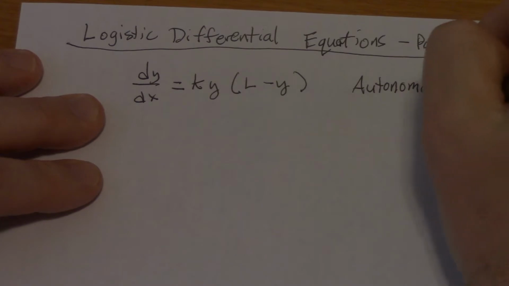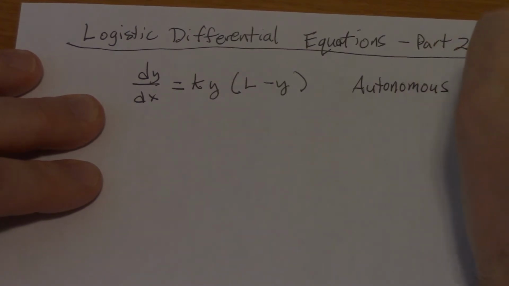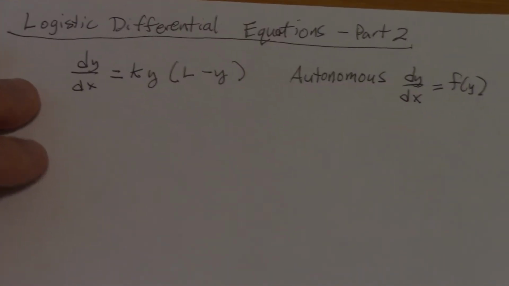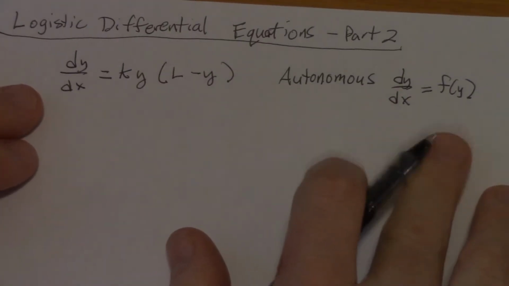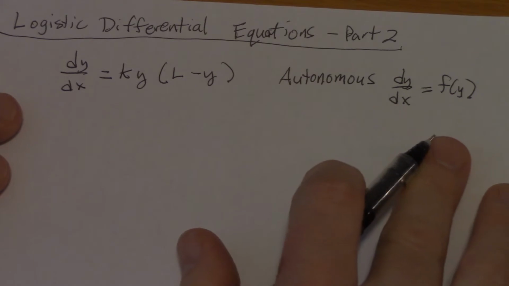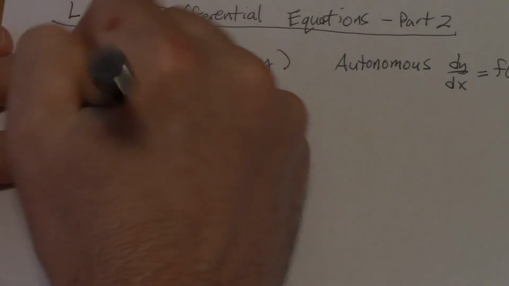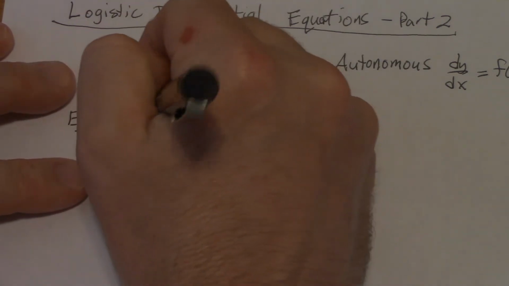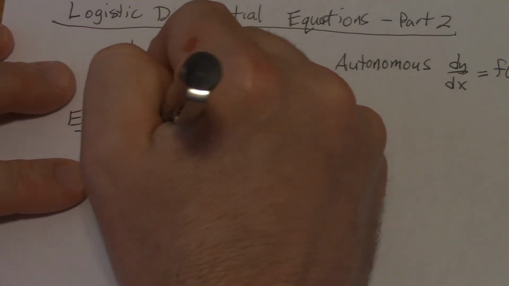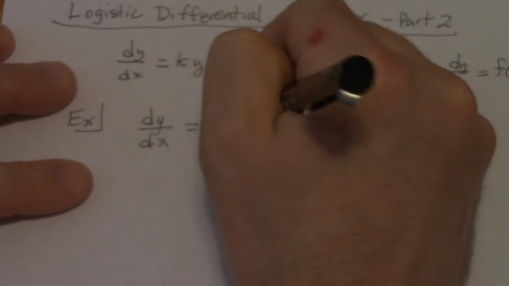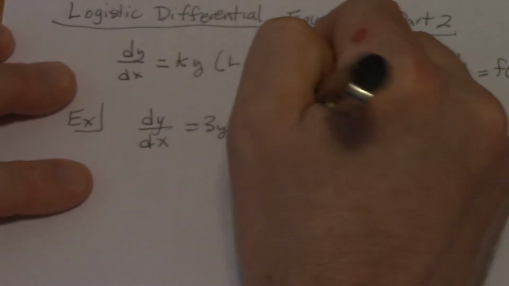Autonomous means it's of the form dy/dx equals a function of y. So there's only one variable on the right-hand side, and it's a y variable. Let's just look at an example here: dy/dx equals, we'll say, 3y times (8 minus y).